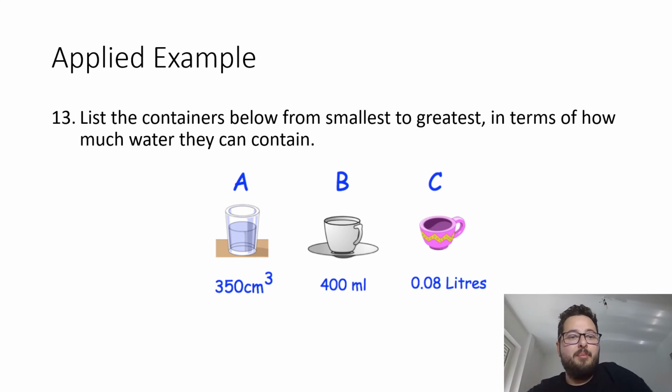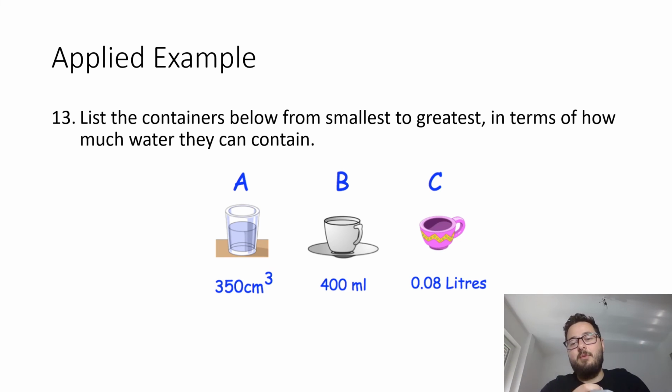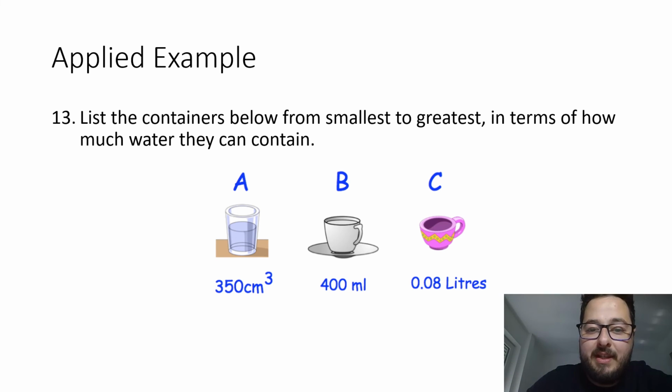Okay, so let's have a look at an applied example. So number 13 says list the containers below from smallest to greatest in terms of how much water they can contain. Okay, so we just want to convert them all into the same units. So why not do milliliters? Milliliters is in the middle, isn't it? We've got litres, they go to milliliters, and we know that milliliters is the same as centimetres cubed. So let's keep that as the same.